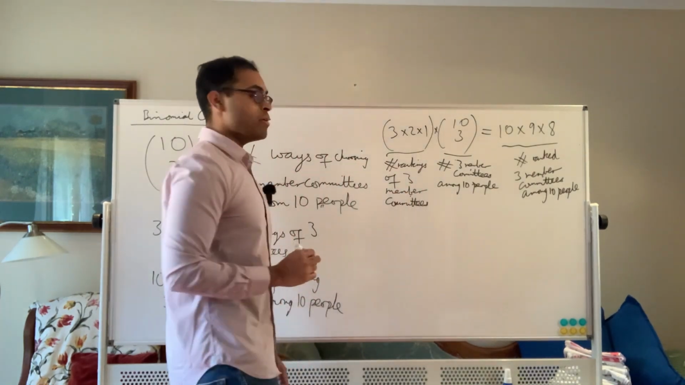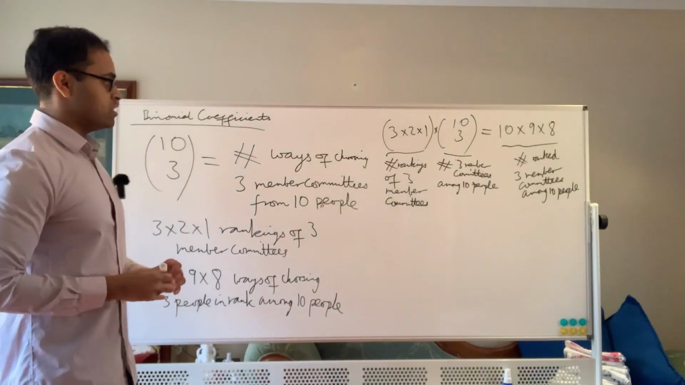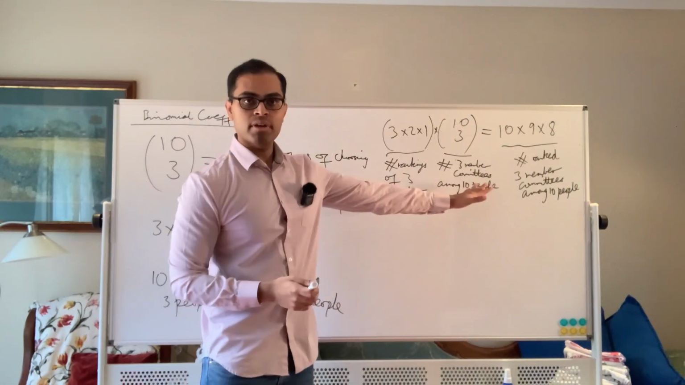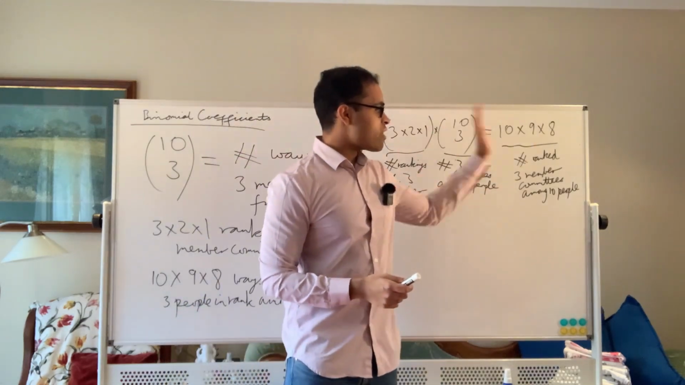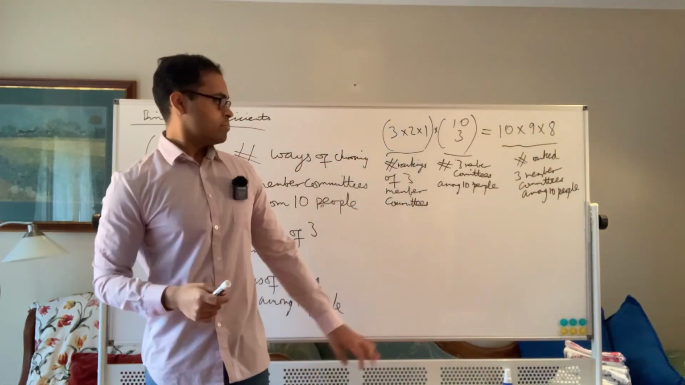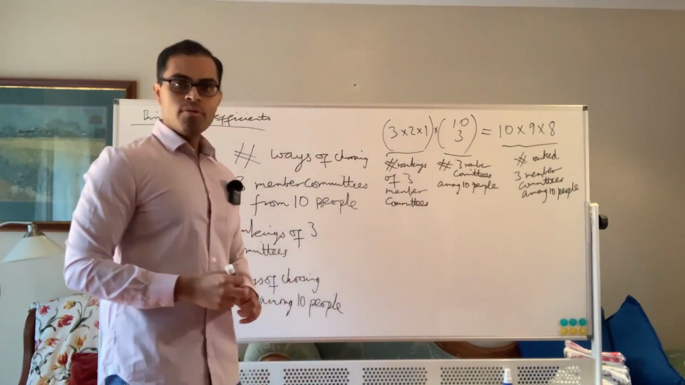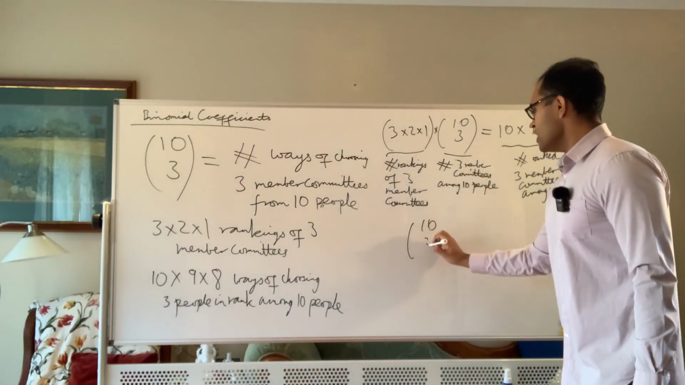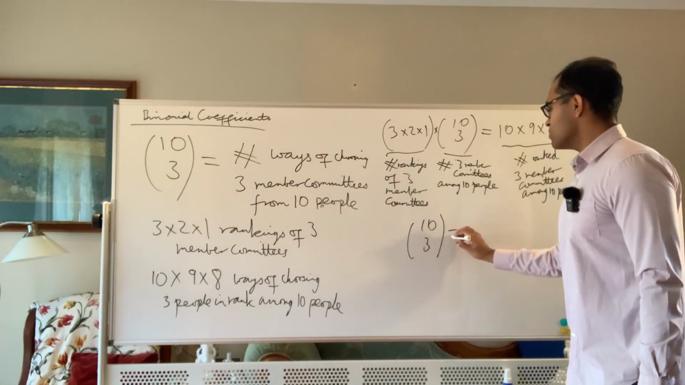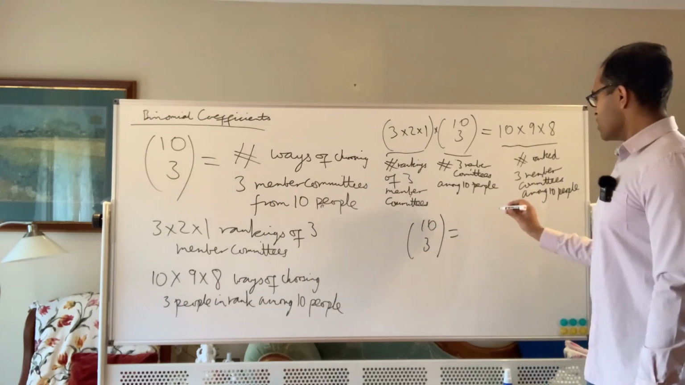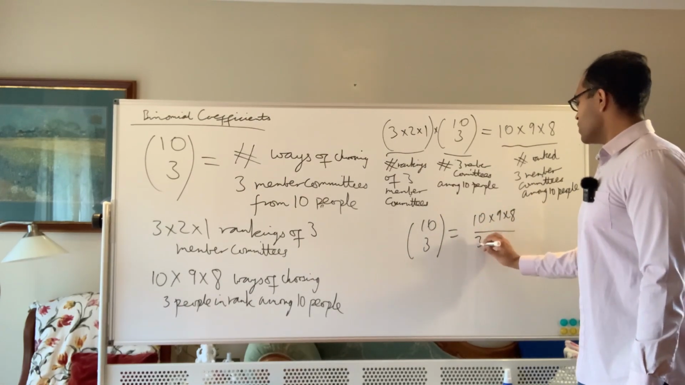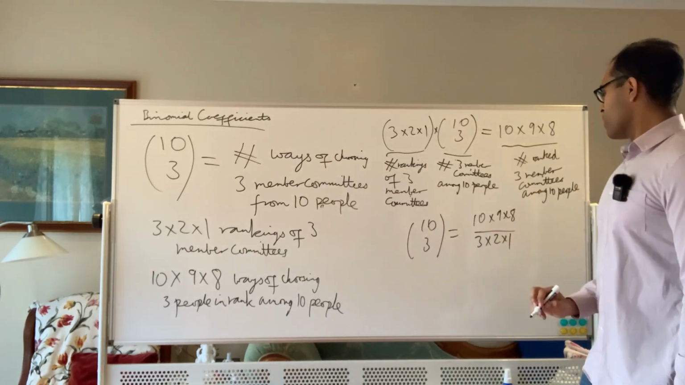So I want you to just think about this and convince yourself of why this is true. Number of rankings of 3-member committees times number of 3-member committees is equal to the number of ranked 3-member committees among 10 people, okay? And so now we get the formula. You're going to see where this is going, it is 10 choose 3. You can divide both sides by 3 times 2 times 1, and you're now going to get 10 times 9 times 8 divided by 3 times 2 times 1.